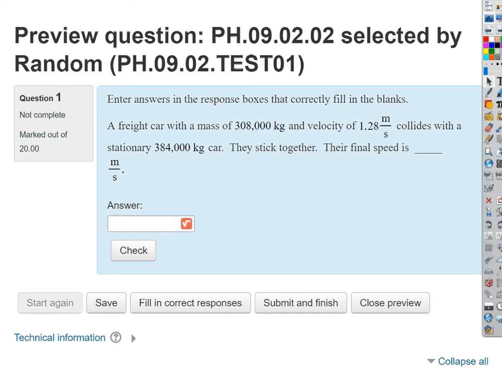So that one's no big deal. It's gonna be a little less than half. A little less than half, right? On that one, because the stationary car has slightly more than half the mass.